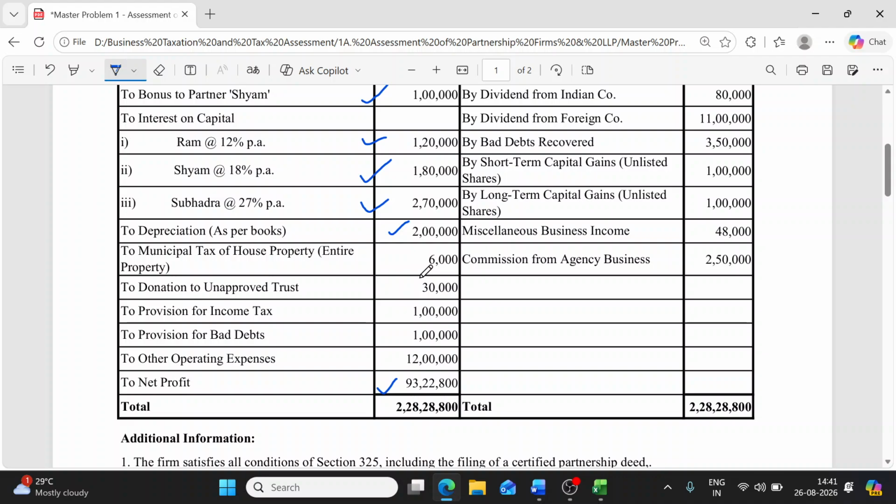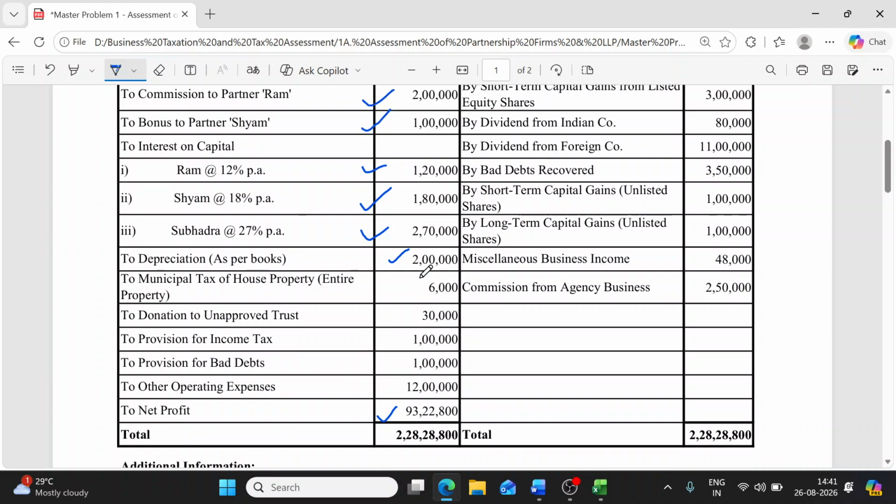Okay. Now the next thing in the problem is municipal tax of house property. And here in the bracket, what is mentioned? Entire property. So, it means on the entire property, this firm has paid 6,000 rupees as municipal tax. But the question is, is this firm using the entire property for running business? This is the question. I am repeating the question. Is this partnership firm using this house property for running its partnership business? The answer is no. Why?